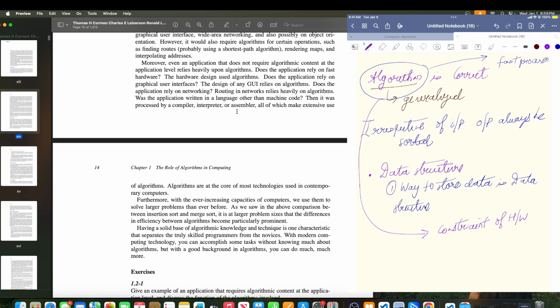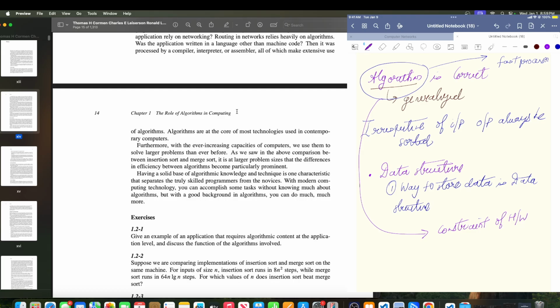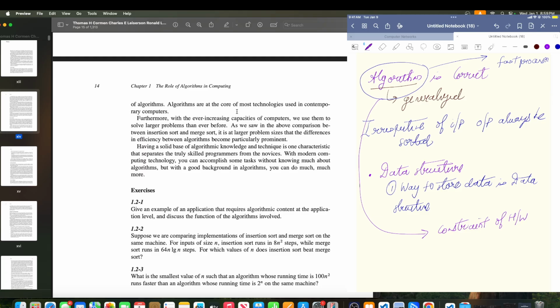So basically, it's telling us that whatever you use, algorithms will be at the core. Furthermore, with ever increasing capacities, we use them to solve larger problems than ever before. As you saw in the above comparison between insertion sort and merge sort, at larger problem sizes the differences are huge. Having a solid basis in algorithms helps to improve our programming capabilities.